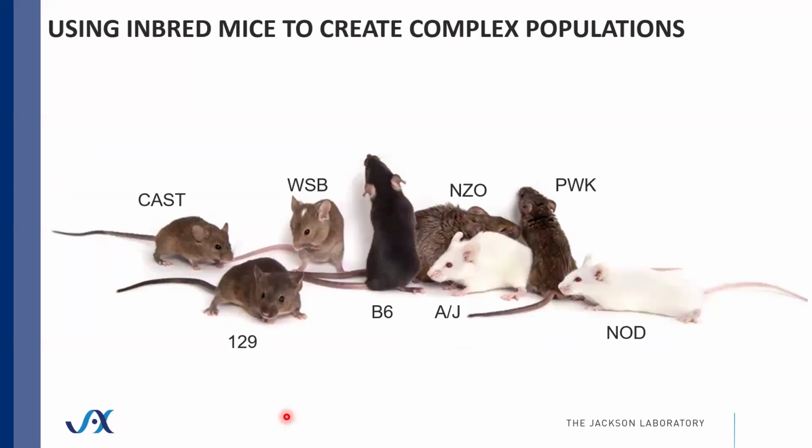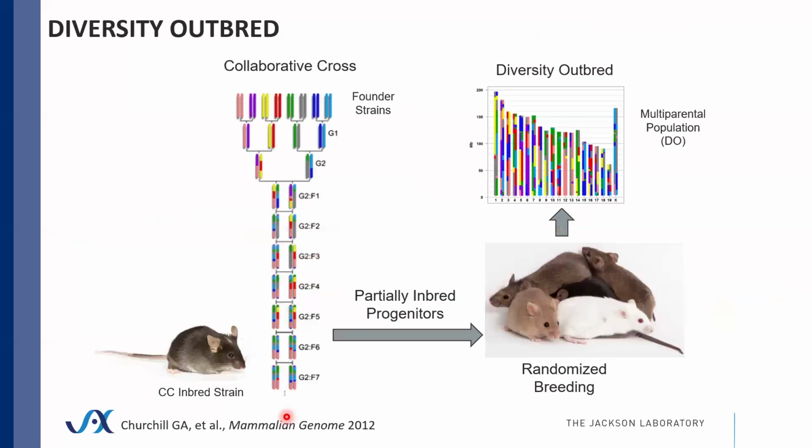And so we went to some mice, which are very small, not very smart rats, and used them to create complex populations and study metabolic traits. So here are the 8 founders of the Collaborative Cross and Diversity Outbred. I'm mostly going to be talking about Diversity Outbred here, which are outbred animals derived from those 8 founders.